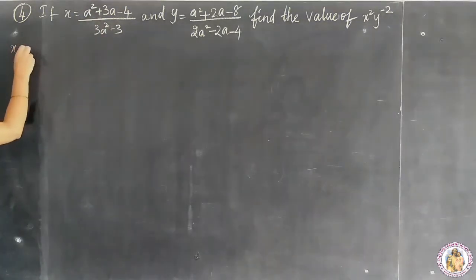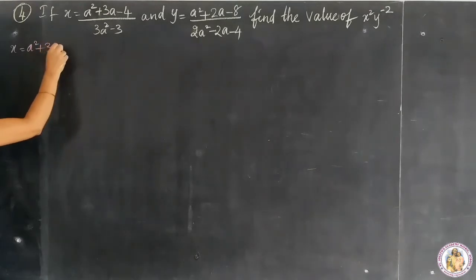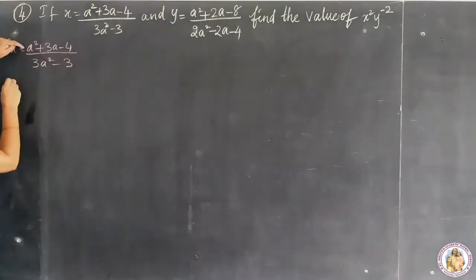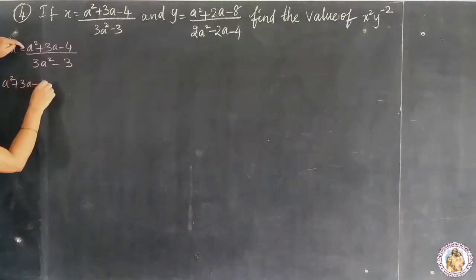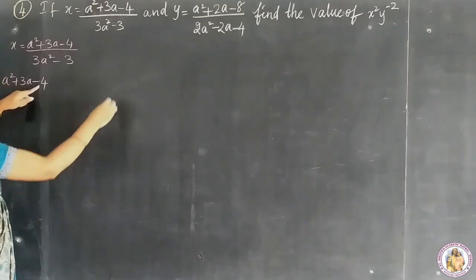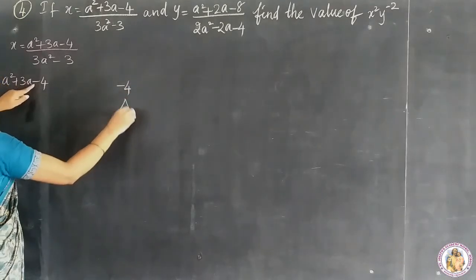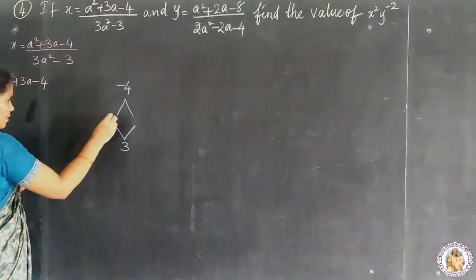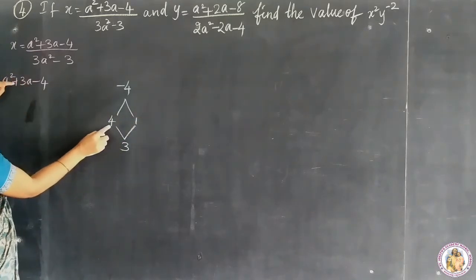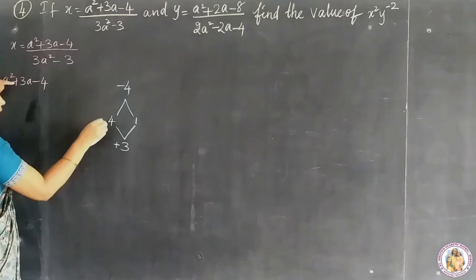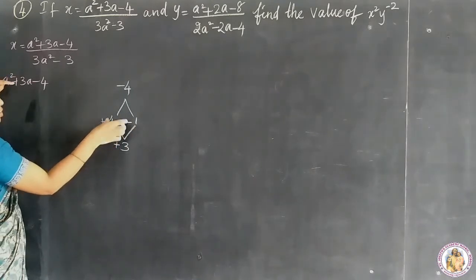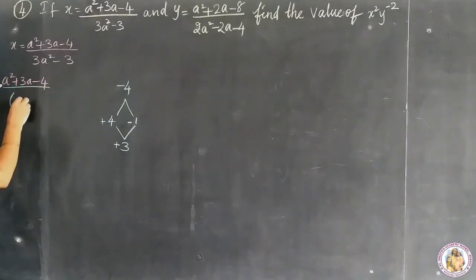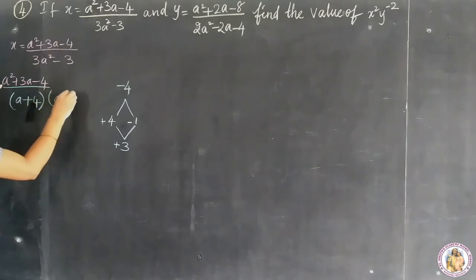So take x is equal to a square plus 3a minus 4 divided by 3a square minus 3. First find factors for a square plus 3a minus 4. So find factors for minus 4. If you multiply, you must get minus 4. Add or subtract, you must get 3. So 4 ones are 4. Here it is plus 3. So give plus for the greater number and minus to the smallest number. Plus into minus is minus. So 1 4s are 4. So the factors are a plus 4 and a minus 1.